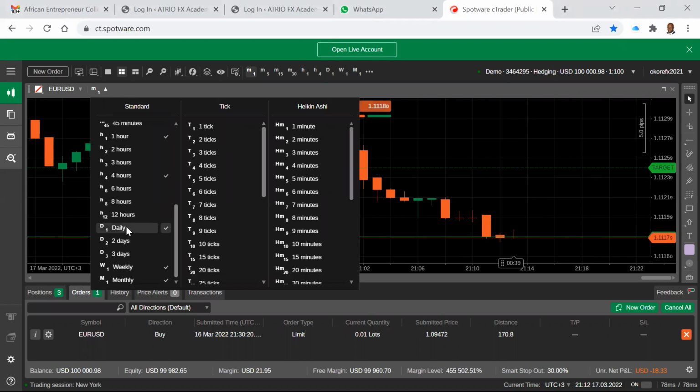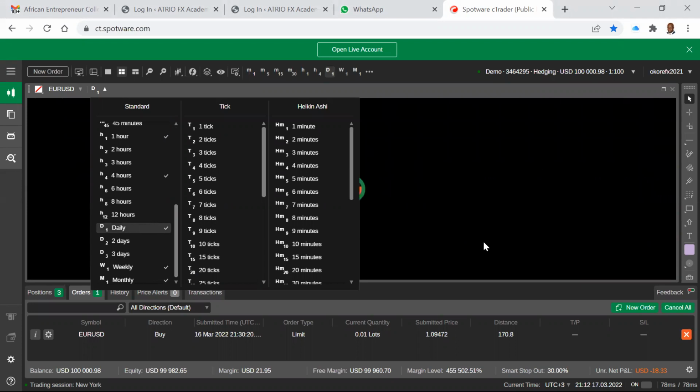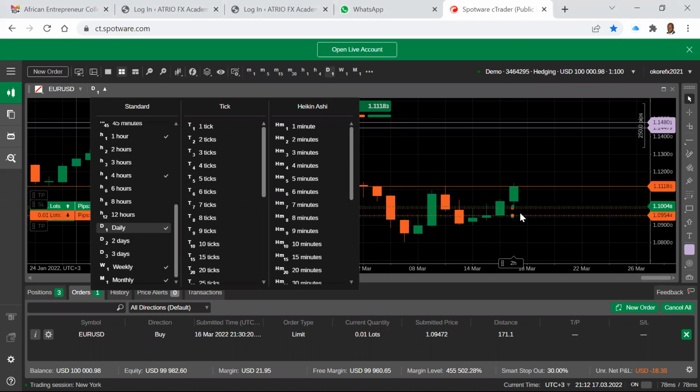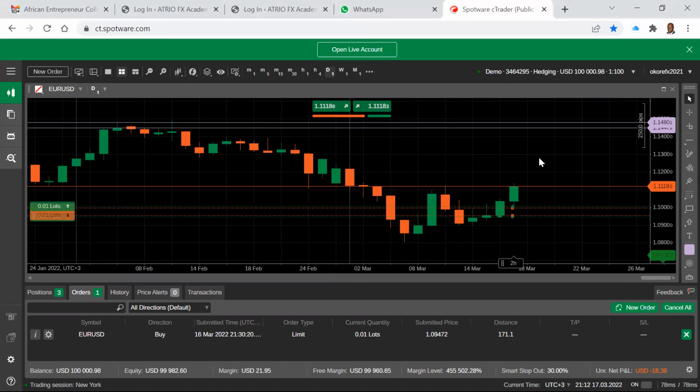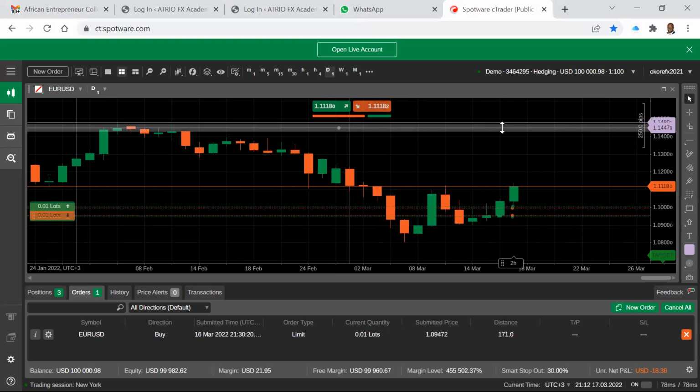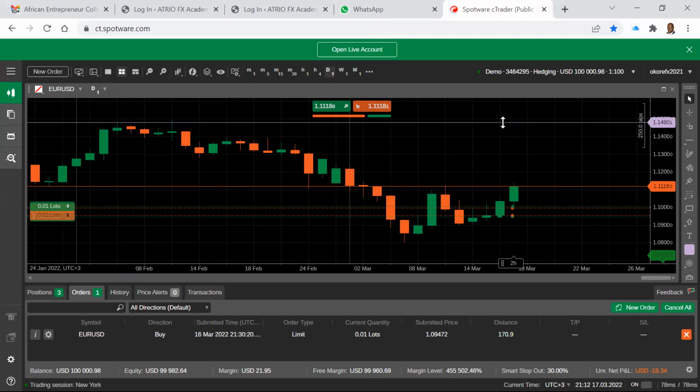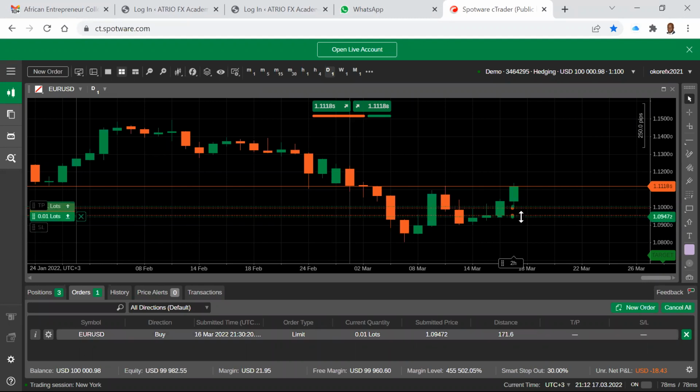What that means is each candle you see there took 1 day to form. So even the current candle will not be done until the 24 hours is gone.